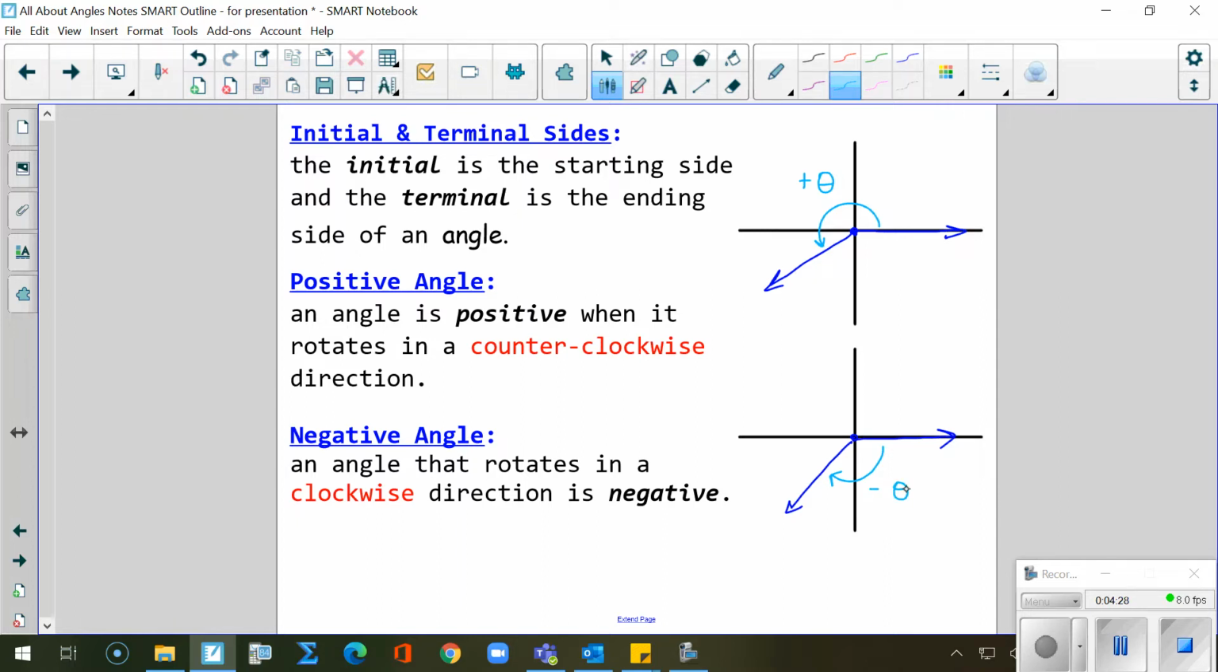There's something that's very different from geometry. In trigonometry, we are working with rotational angles. A positive angle would go counterclockwise, and a negative angle would go clockwise.